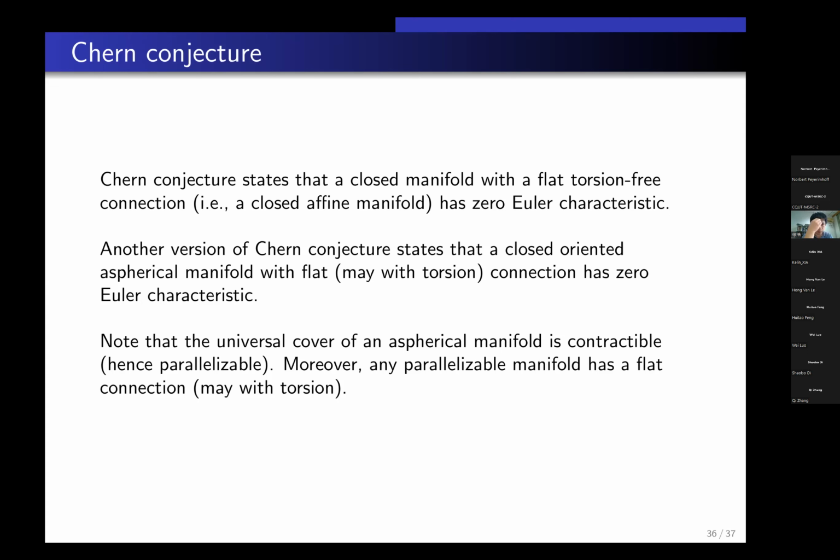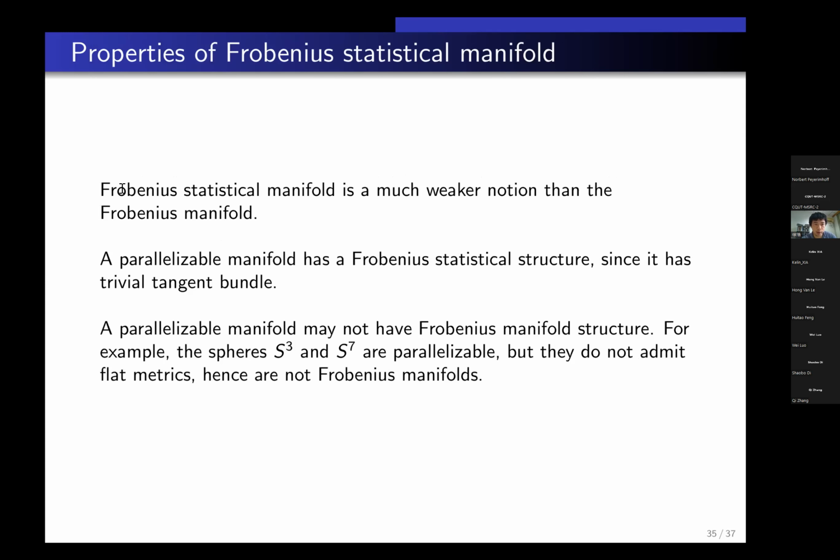So I think finding examples of non-trivial Frobenius statistical manifolds will be helpful to study the Chern conjecture, because for the Chern conjecture we need to find more examples of zero Euler characteristic manifolds, right? I think this is important. It is an interesting concept, the so-called Frobenius statistical manifold.